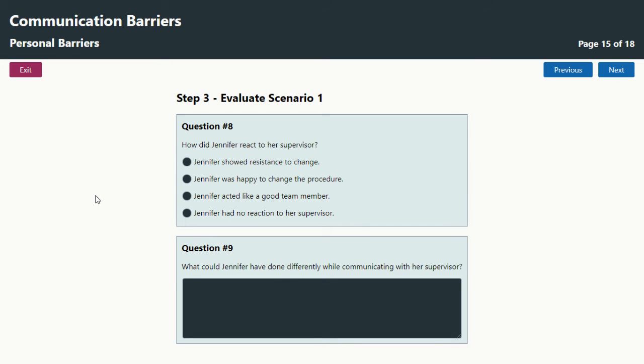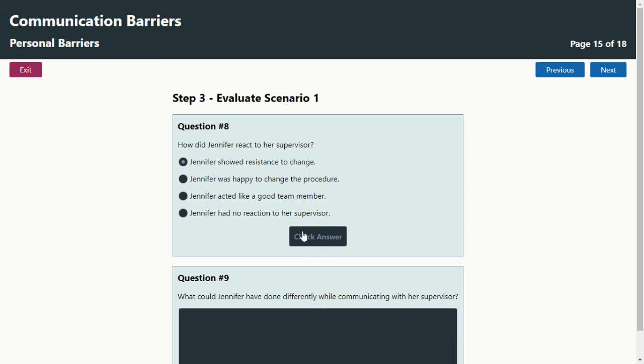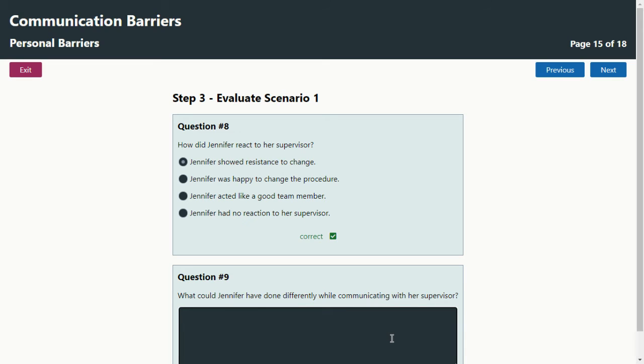All right, so how did Jennifer react to a supervisor? She showed resistance to change. What could Jennifer have done differently while communicating with her supervisor? She could have been more accommodating. And, if it's changing, it's changing.